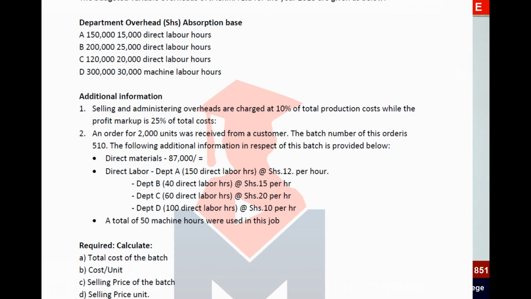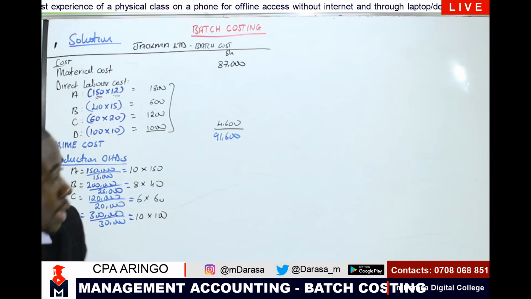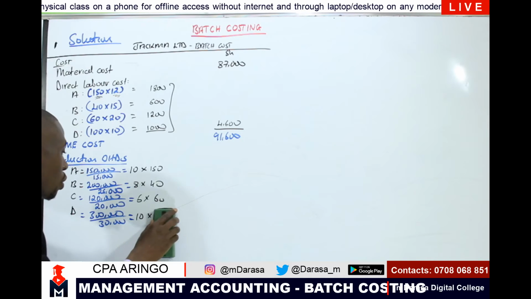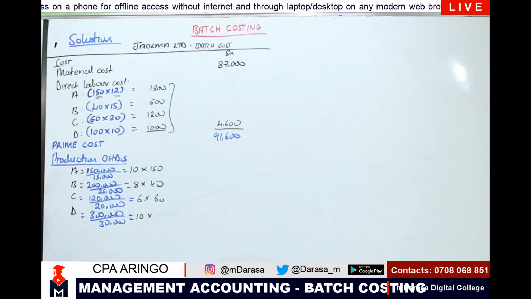So this is what we should be having. The first case, we've determined it to be 10. Department B, 200,000 divided by 25,000 gives us 8. Department C, what should we be having? 120,000 divided by 20,000 gives us 6. Department D, 300,000 divided by 30,000 gives us 10. So I'm having overhead absorption rate per hour.